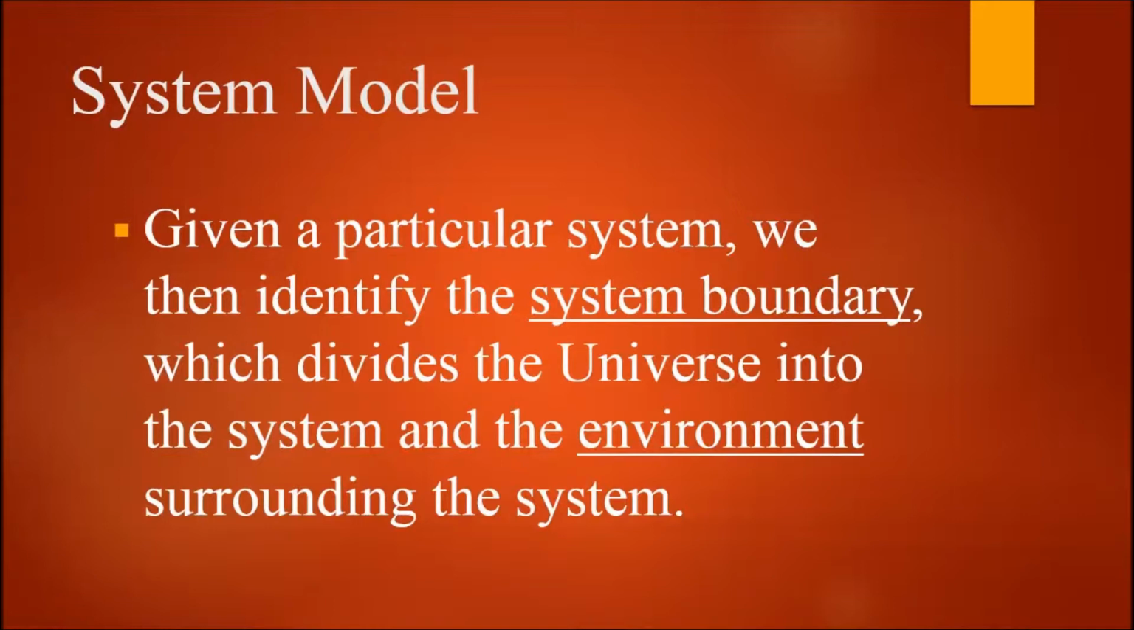Given a particular system, we then identify the system boundary, which divides the universe into the system and the environment surrounding the system. The system boundary need not be a real surface. For example, I can consider my system, the coffee inside this cup. I can then identify my system boundary as consisting of the surface that coincides with the interior of the cup, together with the imaginary surface that coincides with the surface of the coffee. In other words, imagine the coffee retaining its shape if the coffee cup were removed.